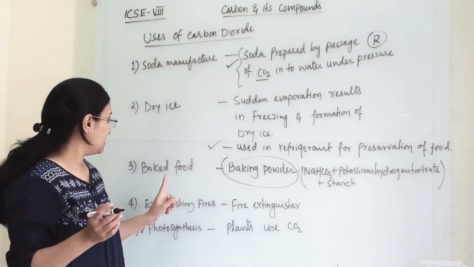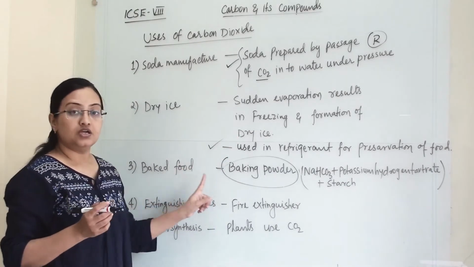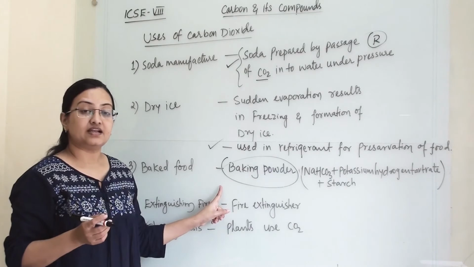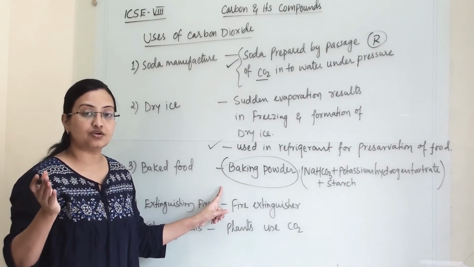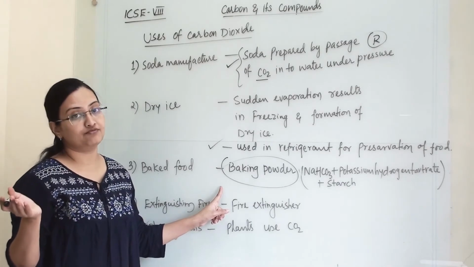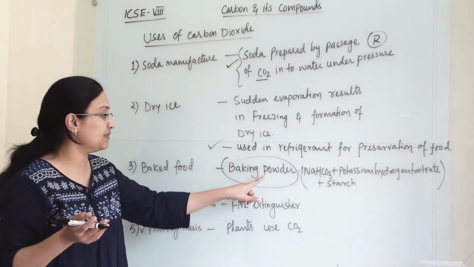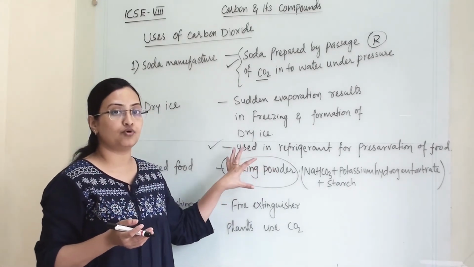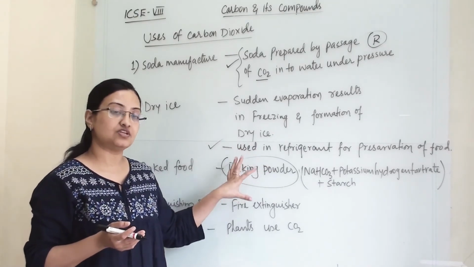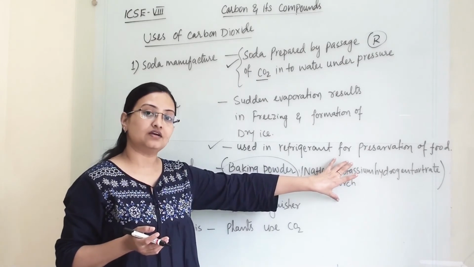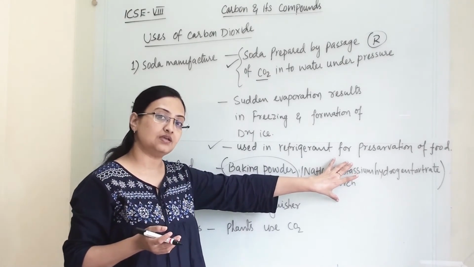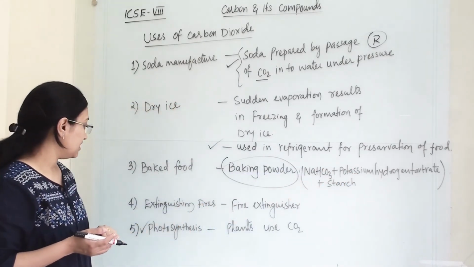Then for baked food, the question can be asked that carbon dioxide has a huge application in the baking industry or in making baked food. Then we can write that the baking powder they are using for bread or pastry, we are making from this reaction where carbon dioxide gas is an important ingredient.